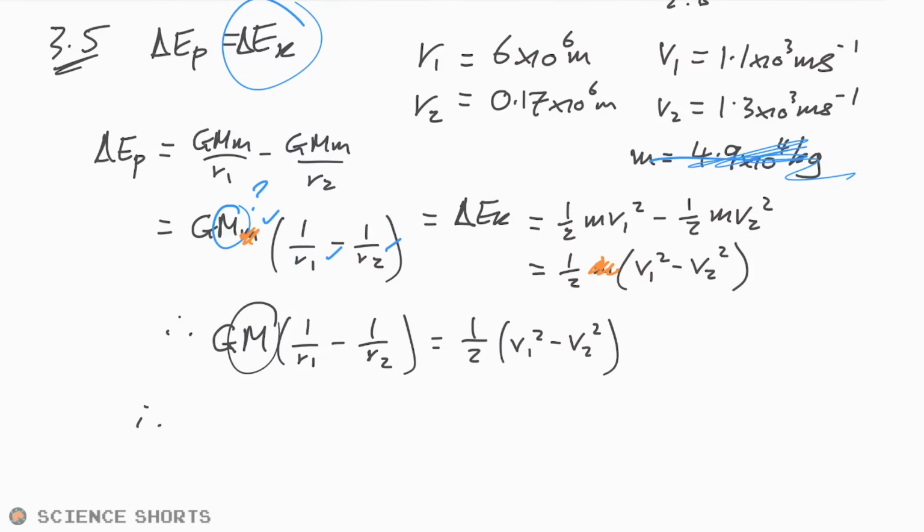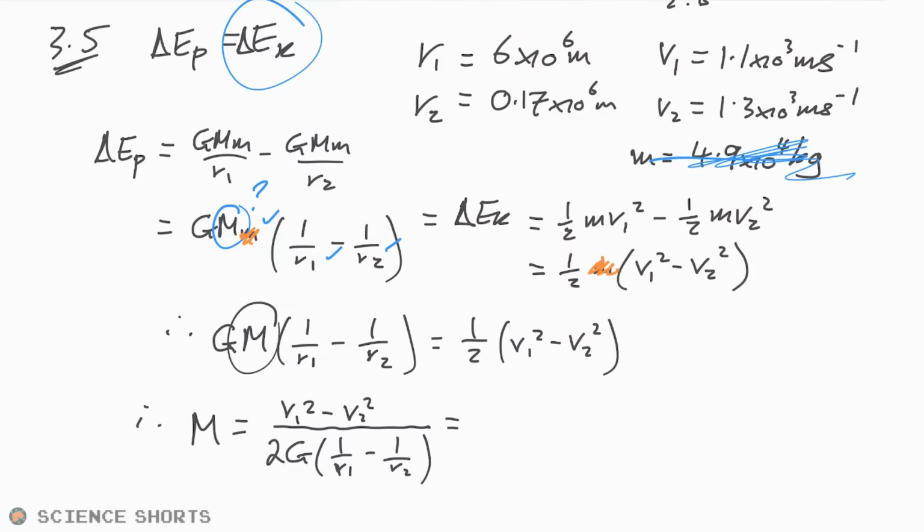So therefore, I'm going to say M is equal to, I'm going to put the half on the bottom, you think, so I'm just going to pop that 2 there for the time being. And we know that's also G on the bottom. And 1 over R1 minus 1 over R2. And then we have the V1 squared take away V2 squared. All right, let's pop in our data, shall we?